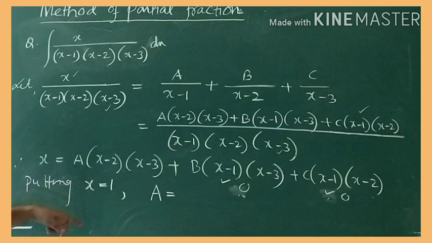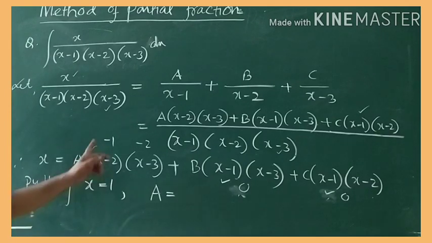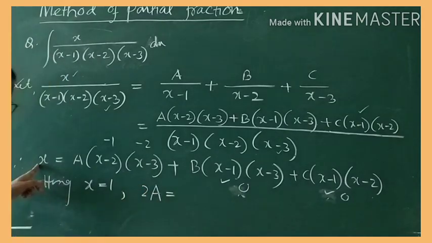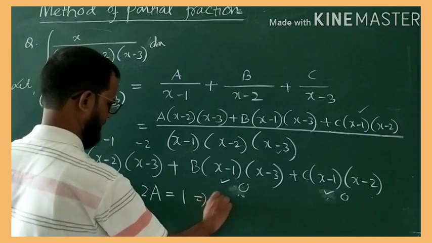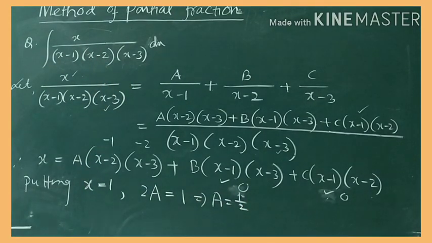And ये क्या हो रहा है? देखिए 1 minus 2 minus 1 हो रहा है and 1 minus 3 is minus 2 हो रहा है. Okay, तो minus 1 into minus 2, what? Twice से हो रहा है. Twice a equal to what? What is x? We put x equal to 1, and finally a equals half. So this is the value of a, half.